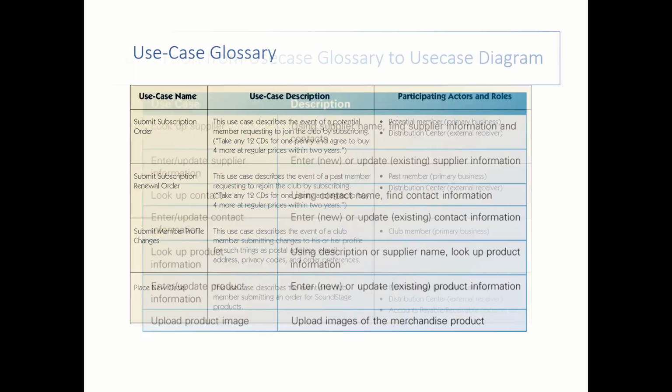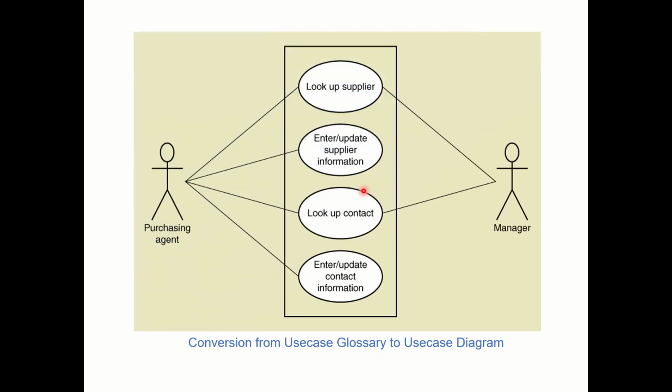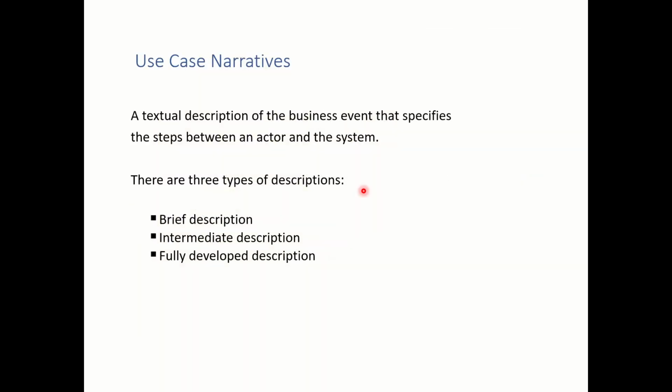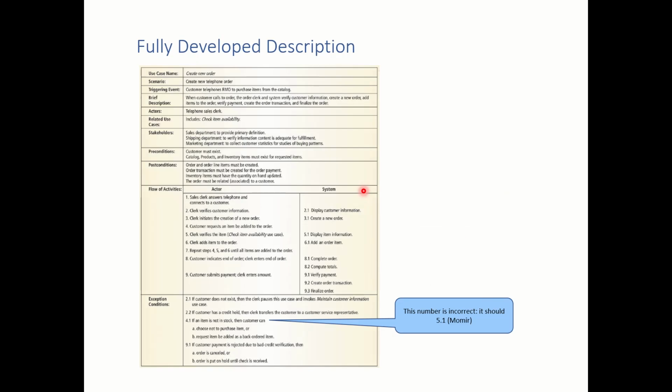And for each step you can have a set of questions that you can ask yourself to have a clear idea about what you're actually going to make using the use case diagram. And you can have a use case glossary and actor glossary, which are important for you. Once you have the use case glossary, it's very easy for you to develop your use case diagram. And you should also have a very clear use case narrative, which can have a brief description, intermediate description, or full description, which will help you clearly understand what is happening in your whole system. So that's all about it.